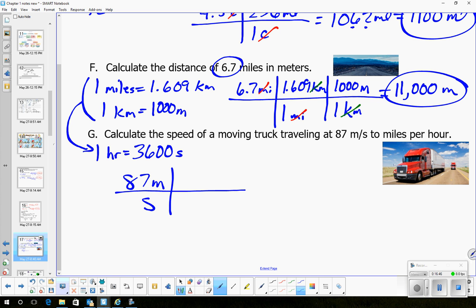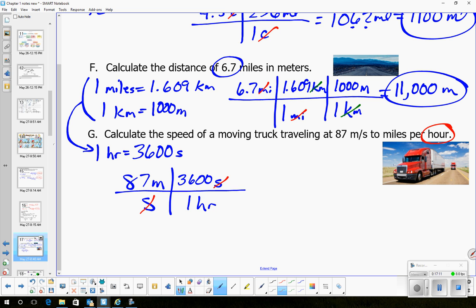Well, since I've got just one thing to convert for seconds to get it to what it needs to be, I'm going to do that one first. So seconds is on the bottom. To get rid of seconds, I'm going to have to put it on the top. So 3,600 seconds on the top and 1 hour on the bottom. Seconds is out, and I've got hours where it needs to be.